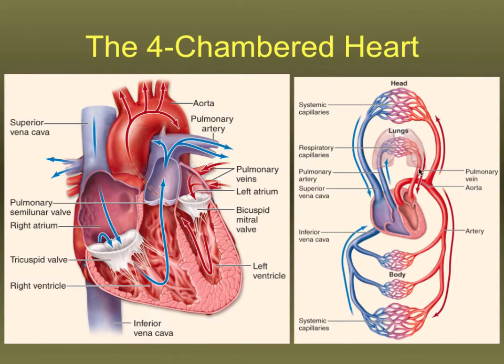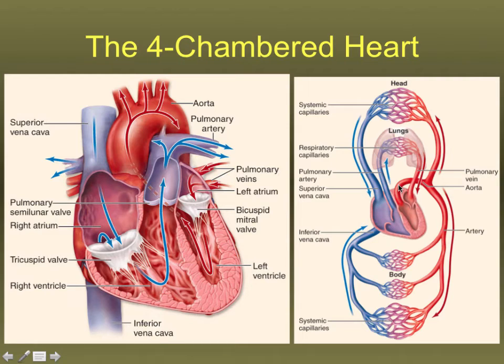the lungs, returning back to the left atrium, going past a bicuspid valve into the left ventricle, and then from the left ventricle going out past the aortic valve out to the rest of the body, to the brain, muscles, organs, everywhere else that needs blood. Blood's coming out of the left ventricle via the aorta out to the rest of the body.